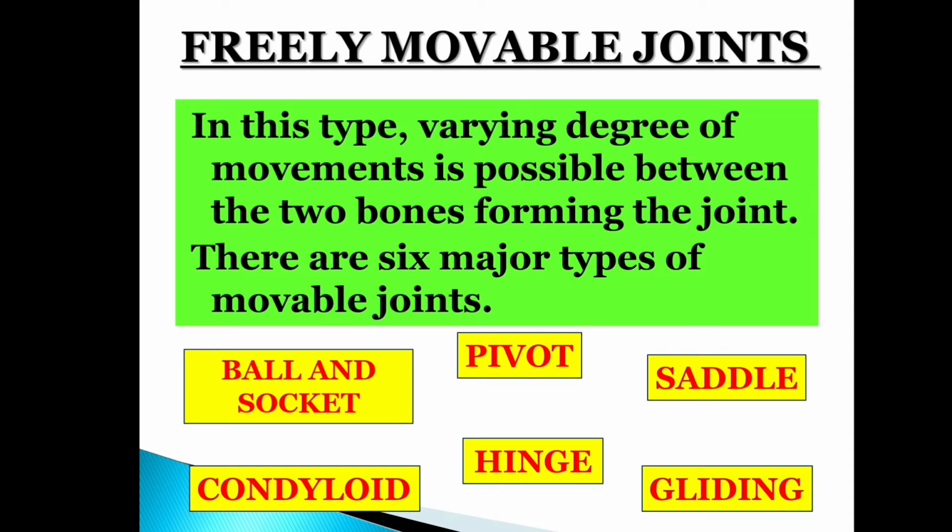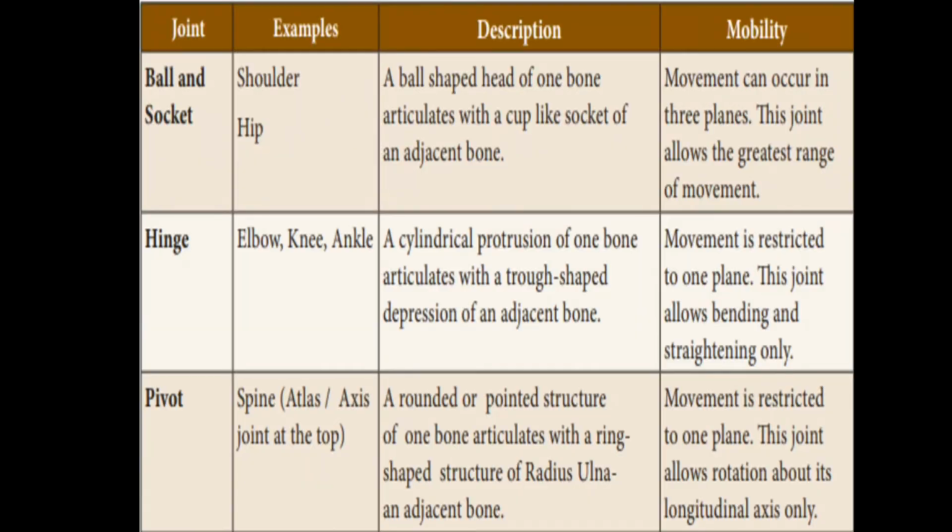In this type, varying degrees of movement are possible between the two bones forming the joint. There are six major types of movable joints: ball and socket, pivot, saddle, condyloid, hinge, and gliding. You can see here the joint, an example, description, and the movement given in the tabular column. The first one, ball and socket.